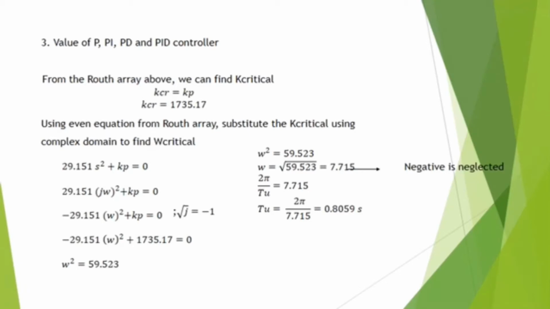But from the omega, we want to find the time. So we declare it as Tu. To find Tu, we use this formula and we get that Tu is 0.8059.